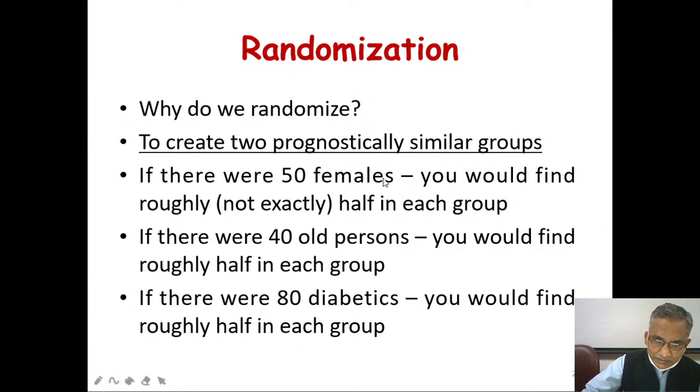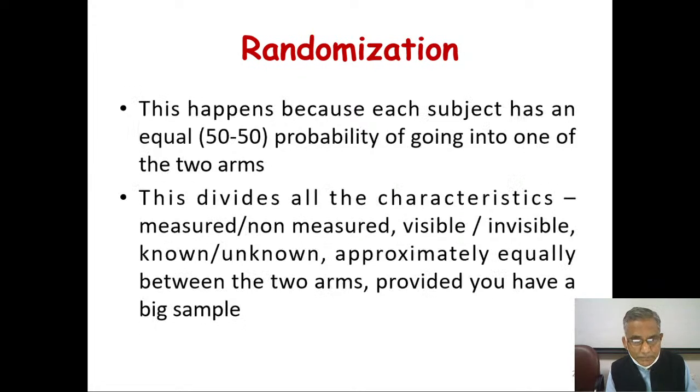So if you do randomization and there were 40 females that you have enrolled, then you are likely to have 20 females in group A and 20 in group B. If there were 40 old persons, you are likely to have 20-20. With 80 diabetic patients, you are likely to have 40 diabetic in group A and 40 in group B. This balances the groups, because if not balanced, these would become the reason for explaining the difference in observed result, right?